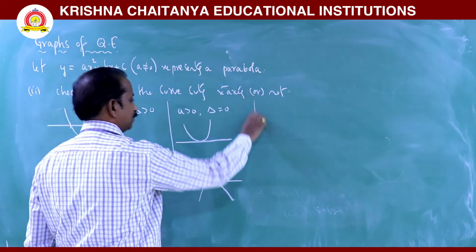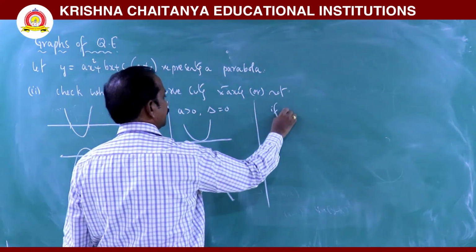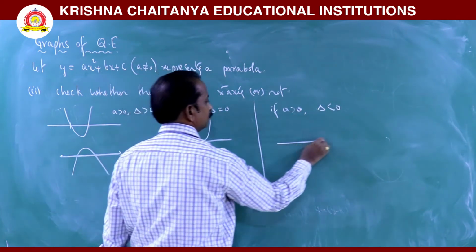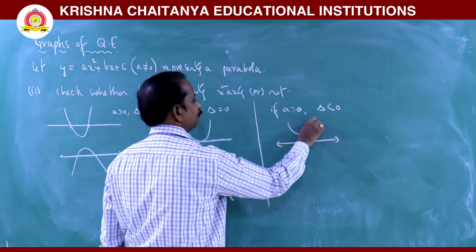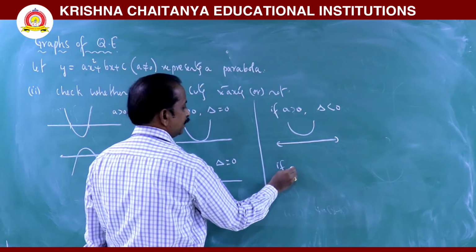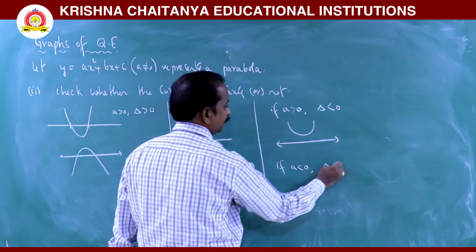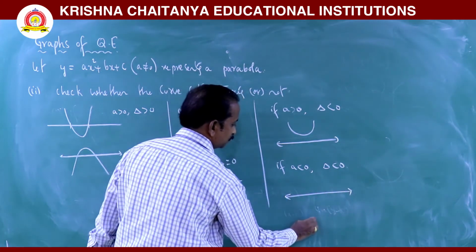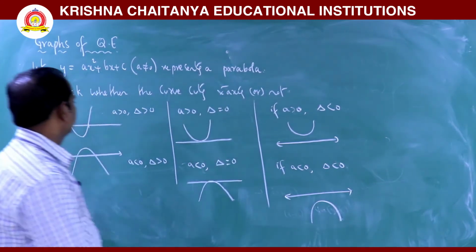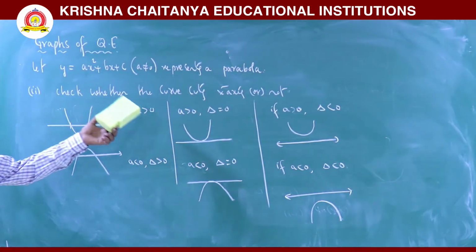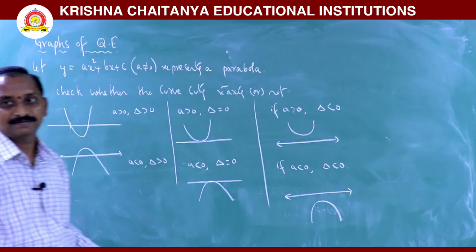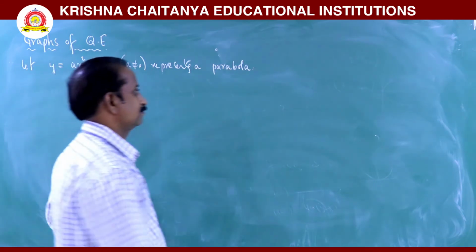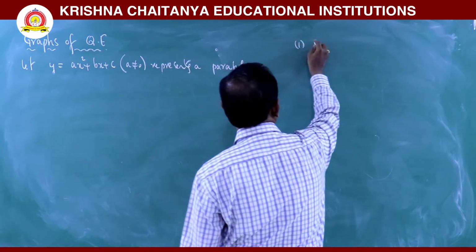Next, come to the third one. If A greater than 0 and delta less than 0, the shape of the curve completely lies above the x-axis, and if A less than 0 and delta less than 0, the shape of the curve is completely downwards. These are the contents. Check whether the curve cuts the x-axis or not. Okay. Now 2 points are completed. Point 1, check the sign of A.